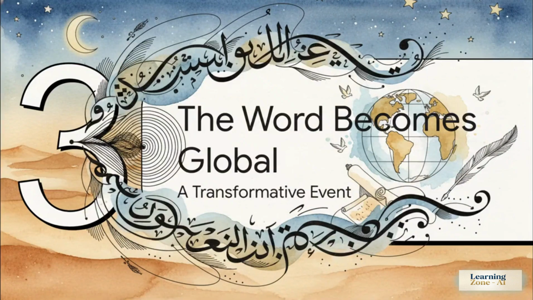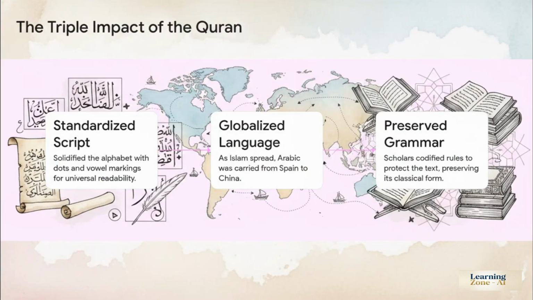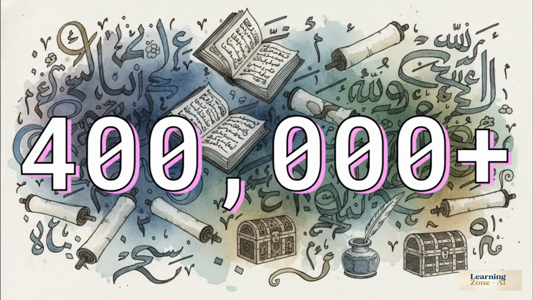And it was this refined, poetic language that was about to get launched onto the world stage by one single transformative event that would change its destiny forever. The revelation of the Qur'an in the 7th century had this massive threefold impact that just changed everything. First up, it standardized the script. It locked in one single alphabet, adding dots and vowel markings to make it readable for everyone. Second, the spread of Islam basically globalized the language, carrying it all the way from Spain to China. And third, it preserved the grammar. To protect the holy text from being misread, scholars wrote down all the rules, effectively freezing its classical form in time. And this process preserved a language of almost unbelievable richness.